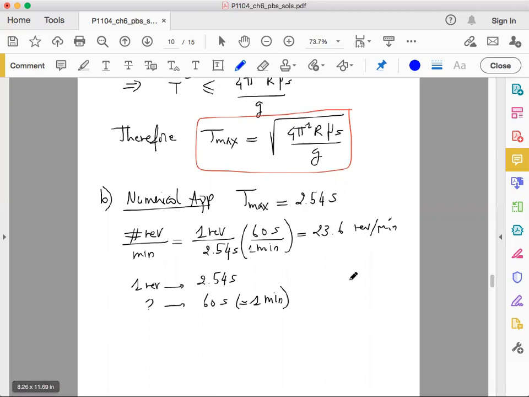Or you can just apply this rule: if one revolution takes this amount of time, then in 60 seconds, how many revolutions can you do? And then you end up with the same result.